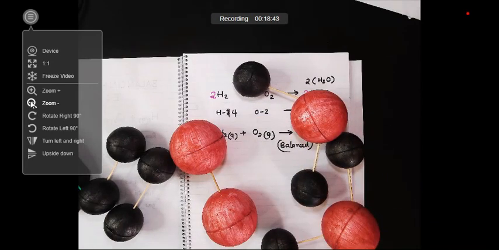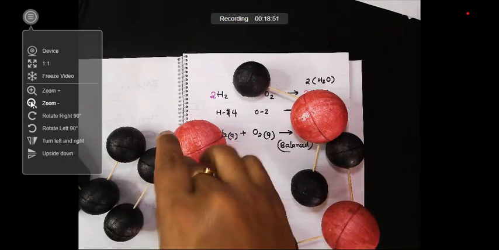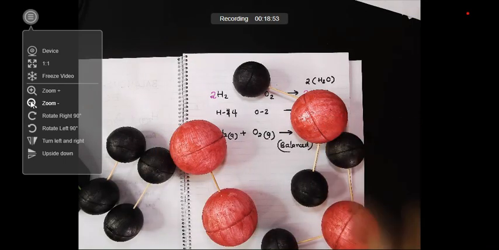So let's count the hydrogen atoms. 1, 2, 3, 4. Right hand side, 1, 2, 3, 4. Oxygen 1, 2. Oxygen 1, 2. The equation is balanced. This is how you balance the chemical equation.